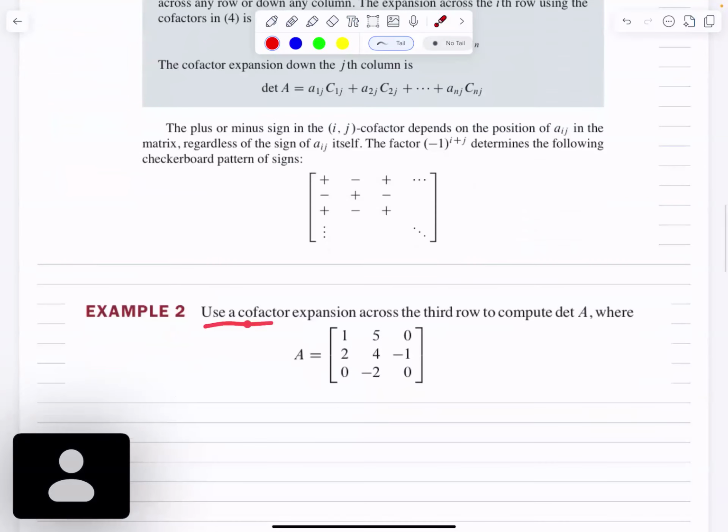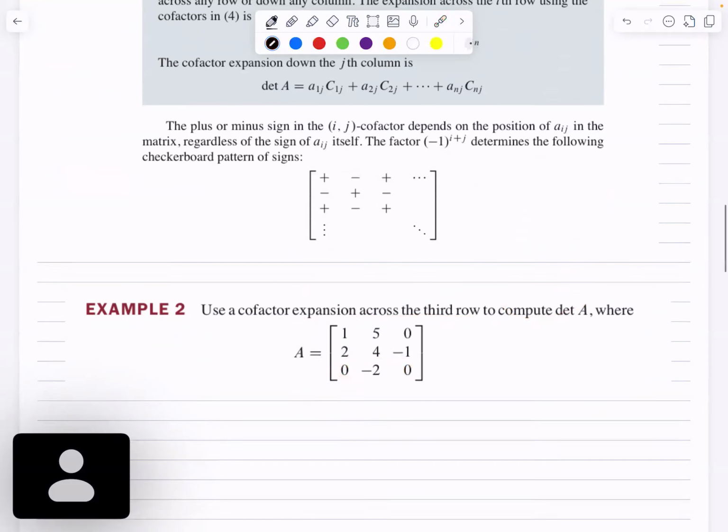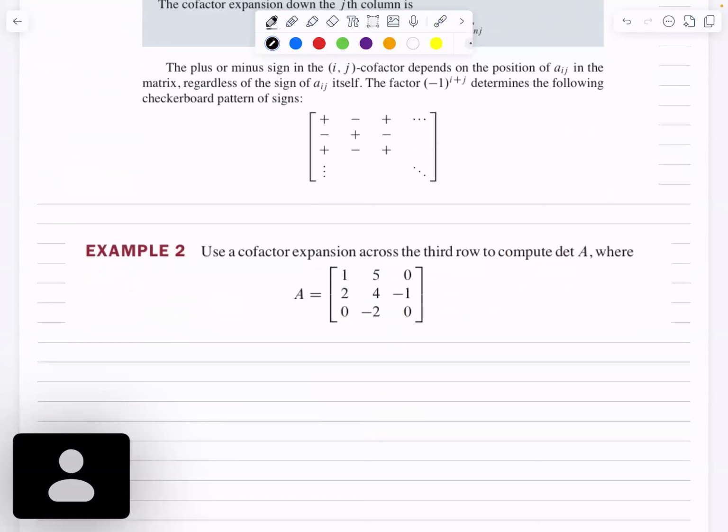And so let's do cofactor expansion along the third row. The reason why we want to do the third row is because there are zeros here. And when you have zeros in a cofactor expansion, it makes our life way easier. And so I like to remember what this is. So it's plus, minus, plus, minus, plus, plus, minus, minus, plus. And so along the third row, it's going to go plus, minus, plus.